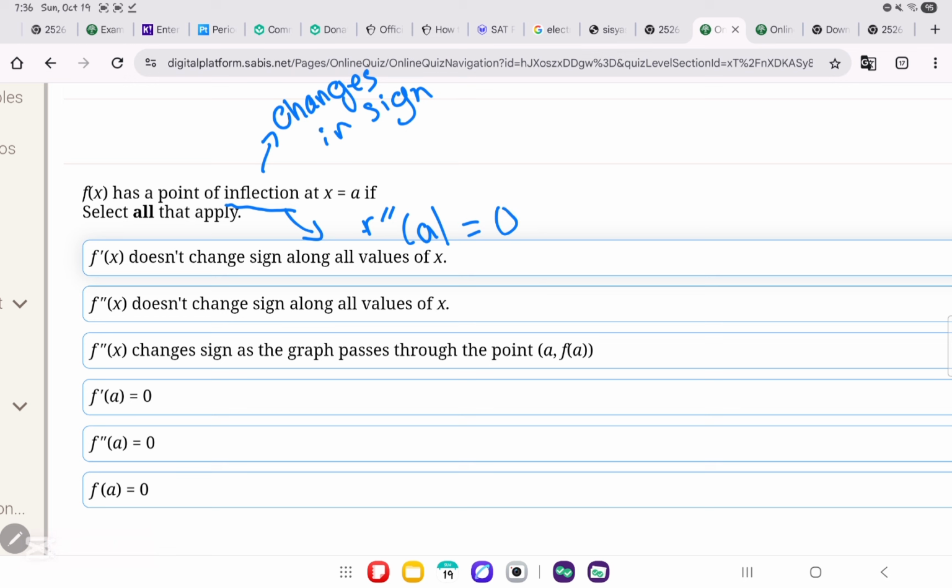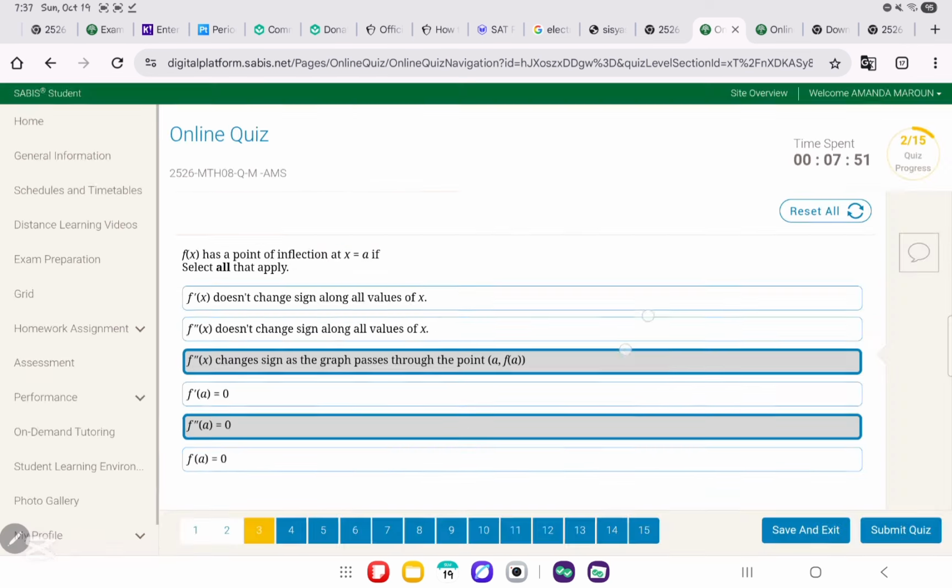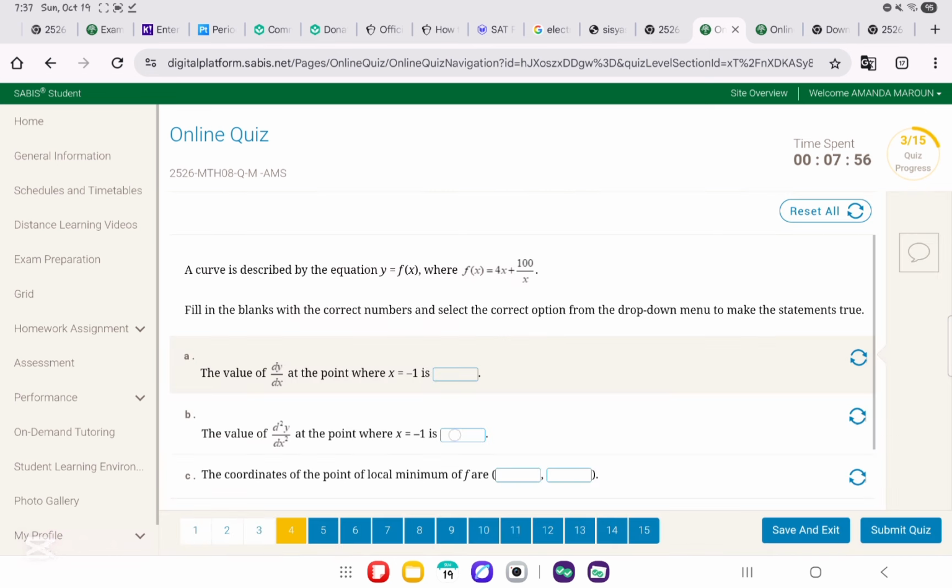So very simply, an inflection point is when the double derivative of a is 0 and when the double derivative passes through the point a and then f of a means y, right? So for every x there's a y, so this is a and the y of a, okay, there will be a change in sign. Yes, this is correct. This is basically the definition, like these two are basically the definition of an inflection point.